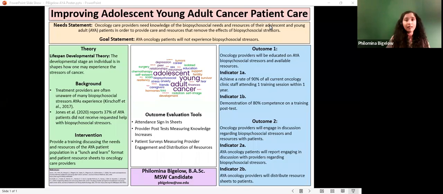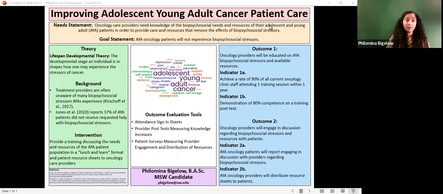Hello, my name is Philomina Bigelow, and the topic of my capstone intervention is improving adolescent young adult cancer patient care. A couple of things to cover before I get started here is that there is no globally agreed upon definition of what constitutes the age range of adolescence, young adulthood in oncology. In the United States, it's generally thought to be between the ages of 15 to 39. For the purposes of my intervention, I am defining this age range as between the ages of 18 to 39. Additionally, instead of using the full phrase adolescent young adult, I may use the term AYA.